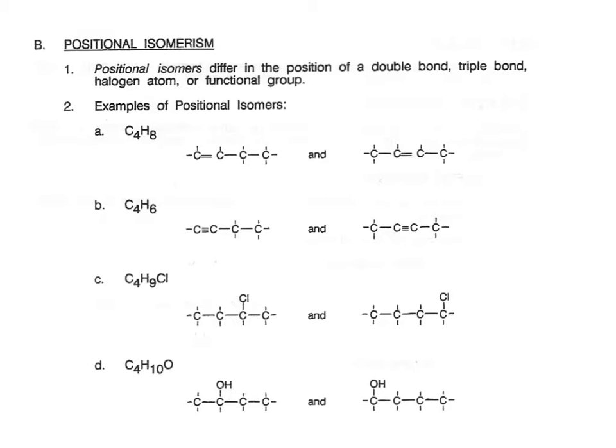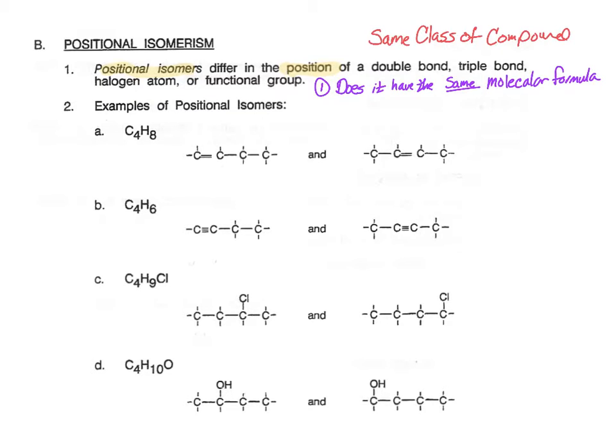Positional isomers differ in the position of a double bond, a triple bond, a halogen atom, or any other functional group. So we're going to look at some examples of different positional isomers for different classes of compounds. One of the key things to note is that we will always have the same class of compound when we find a positional isomer. The first step in classifying isomerism is to make sure that we could possibly have an isomer, and that just entails checking the formula to make sure that we have the same number of carbons, hydrogens, oxygens, and other substituents. The second step then is to look to see what functional group is present.